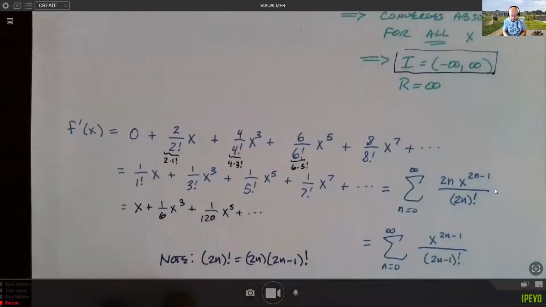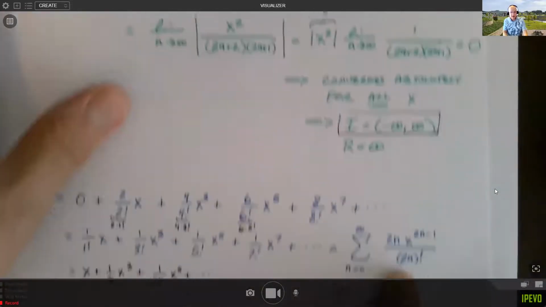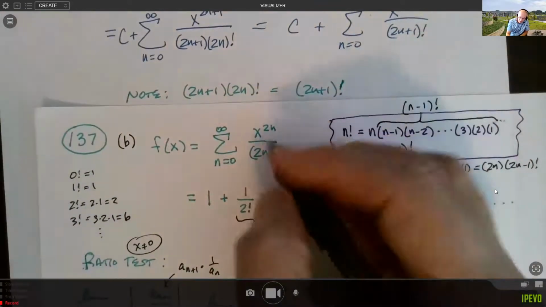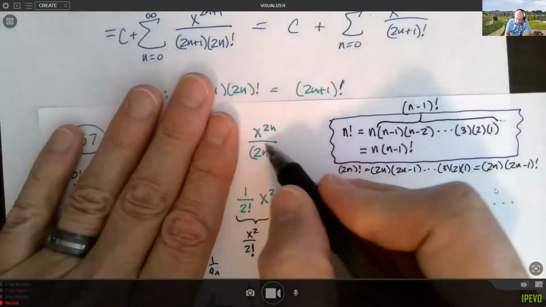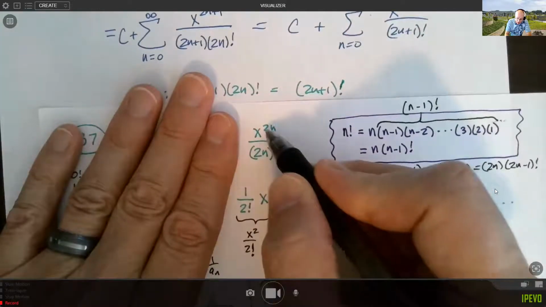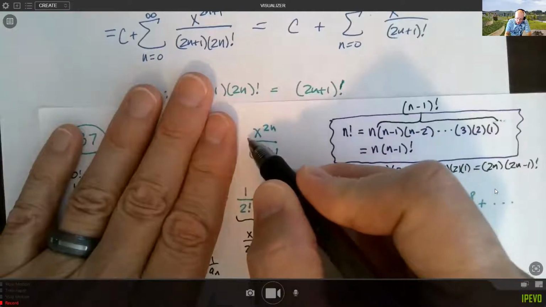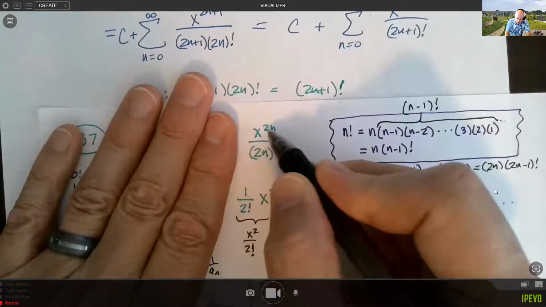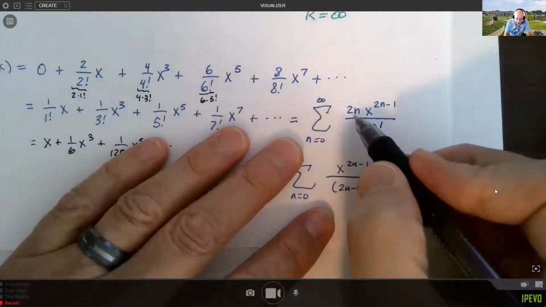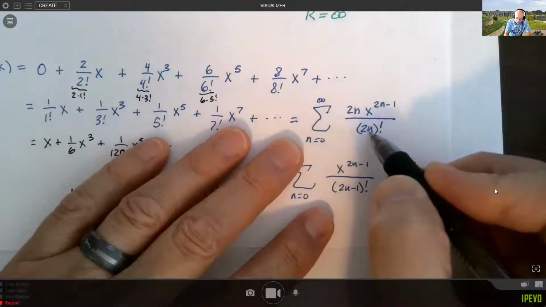So now this is term by term, but what about the actual summation notation? How is that going to change? If I take the derivative of this thing, the 2n factorial is a constant multiple, so I can just take the derivative of x to the 2n, bring the 2n down, 2n x to the what? Subtract 1, 2n minus 1. And that's what I've done down here. I've brought the 2n down, x to the 2n minus 1 over 2n factorial.